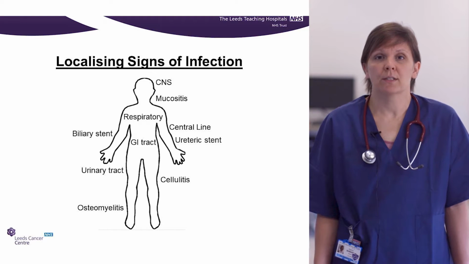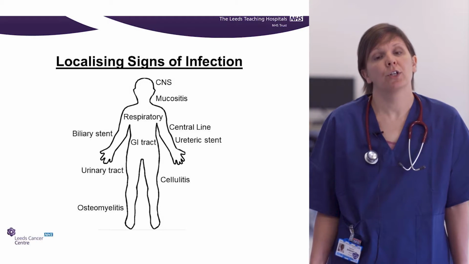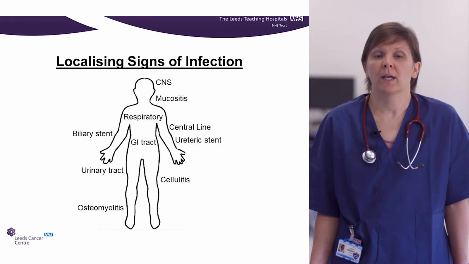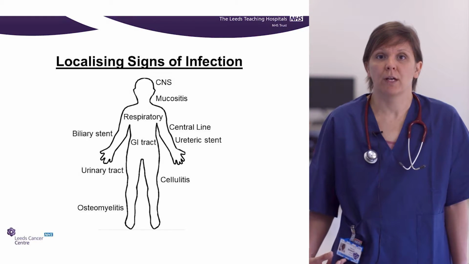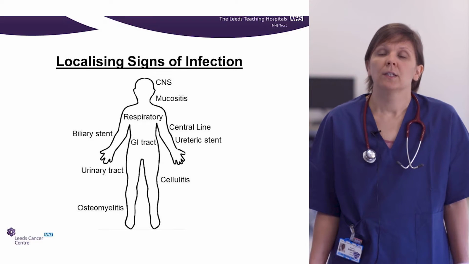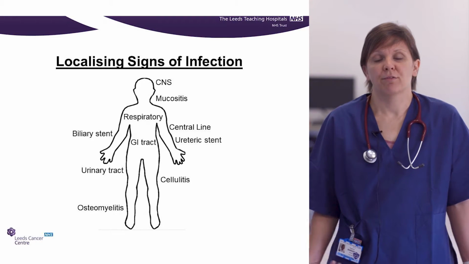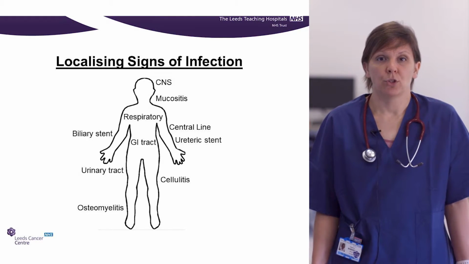So it's important to ask the patient, have you had any procedures? Do you have any stents in situ? Someone with a biliary stent that has become infected may well present with rigors and right upper quadrant pain. Someone with a ureteric stent in situ who is developing infection from that may well have flank pain, dysuria, hematuria, frequency.